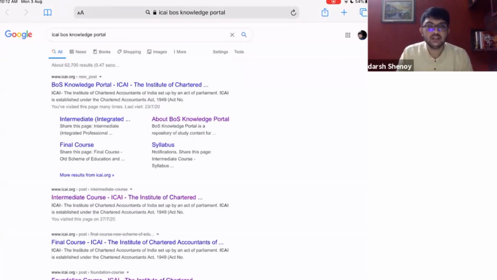BOS stands for Board of Studies. ICAI has a Board of Studies, and it manages this portal. The Board of Studies prepares this study material. ICAI has different wings, like the members wing. I'm a member of the institute, and you're the students of the institute. So the syllabus and textbooks related to students are all on the BOS Knowledge Portal. So I'll select the first search result.